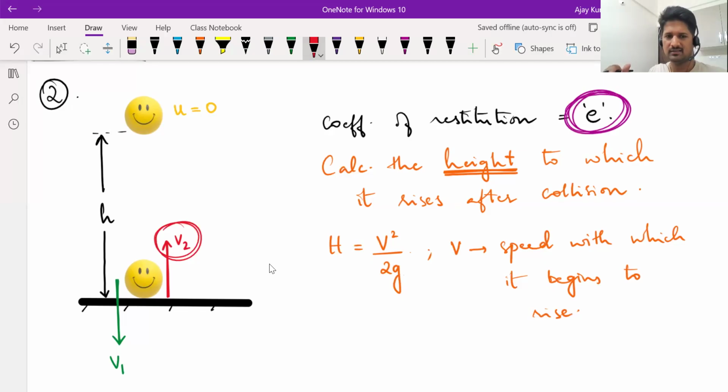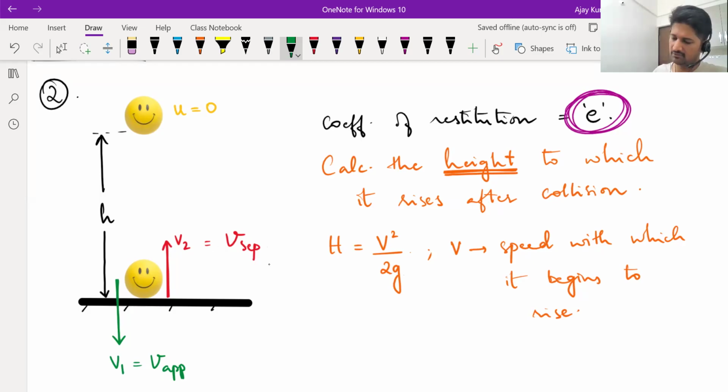Now ground is at rest. It continues to be at rest after collision also. Okay, the speed of the ball itself becomes the speed of separation. And before collision, the speed with which the ball hits the ground itself becomes the speed of approach. So in this case, V2 is the relative speed of separation, and V1 is the relative speed of approach. Now, height depends on speed of separation, and speed of separation depends on speed of approach through coefficient of restitution, and speed of approach depends on the height from which the ball is falling.